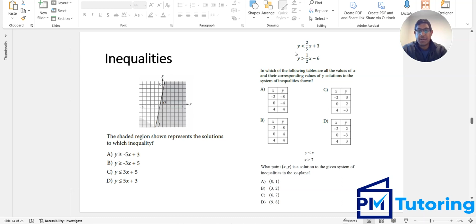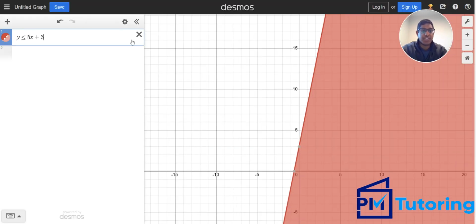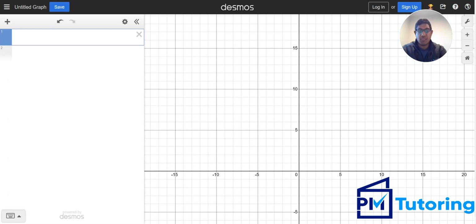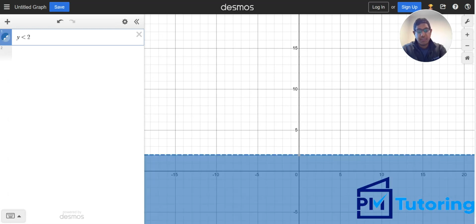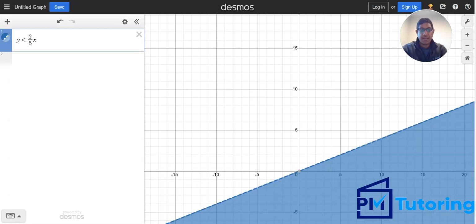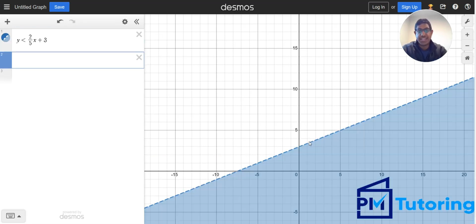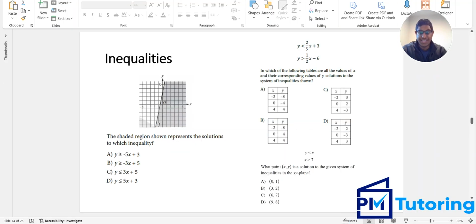Now, we could also figure out what tables represent the solution sets of a system of inequalities. When we have a system of inequalities, it means we have two separate functions. So we'll clear this out. Y is less than 2/5 x plus 3. That's our first one. And you'll notice the dashed line, that's less than because it's not equal to. So anything on the line doesn't count.